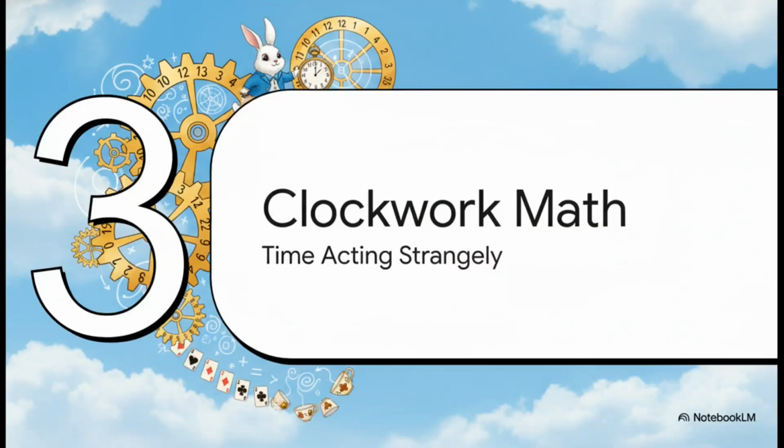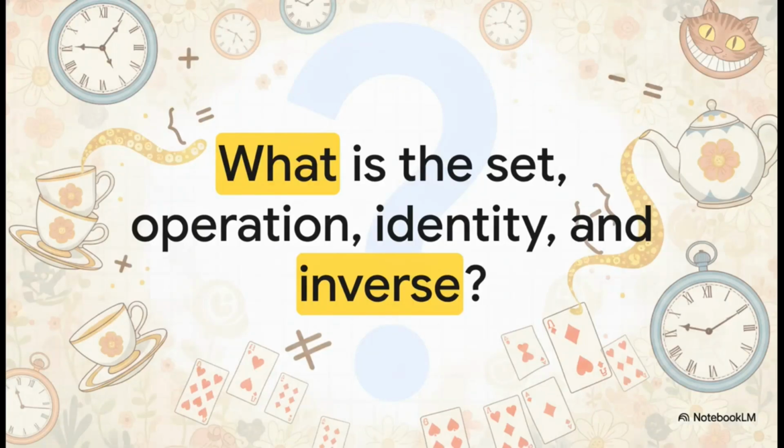Section 3, Clockwork Math. Time acting strangely. Now that we've got the rules down, let's make our first stop in a place where numbers literally loop around in circles. But before we look at the actual numbers, let's establish a bit of a rhythm. Every time we look at a new example today, we're going to anchor ourselves by asking 4 grounding questions.